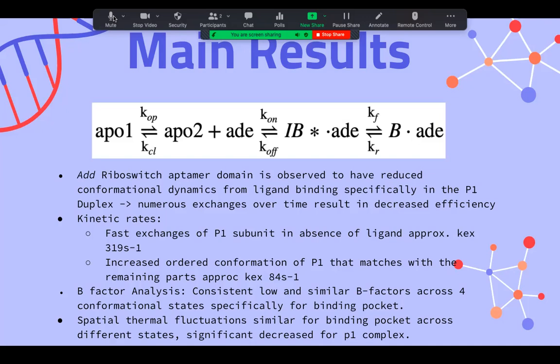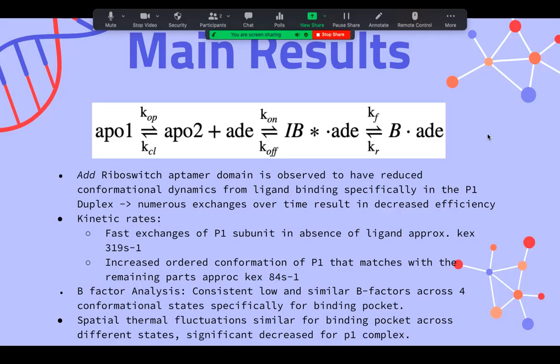So this seems to be reasonable and is consistent with the remaining data, as the B factor analysis consistently showed low and similar B factors across all 4 conformational states for the binding pocket. With those similar and low B factors, it signifies that there is high stability within the binding pocket, regardless of whether the ligand had been bound or not. And it's important to remember that the only significance had been that those 2 or 3 residues had been shifted over.